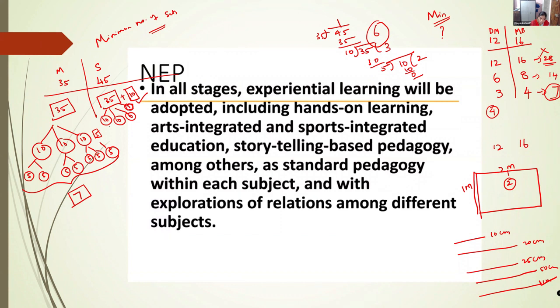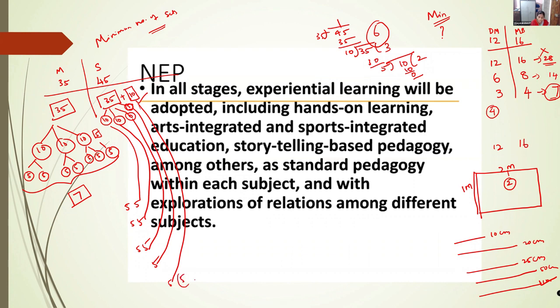Now the next one here also, if they split it: 5, 5. The next one again with 5, 5. Again, the next one with 5, 5. And then the last one, 5. Here we have 10. So if they split like this, how many sets are there in total? 9 sets are there, right? So 45 notebooks, they can make 9 sets. In each set, 5 notebooks are there. So the minimum number of sets they can make means 7 sets of Maths notebooks and 9 sets of the Science notebooks. In each set, 5 notebooks are there.